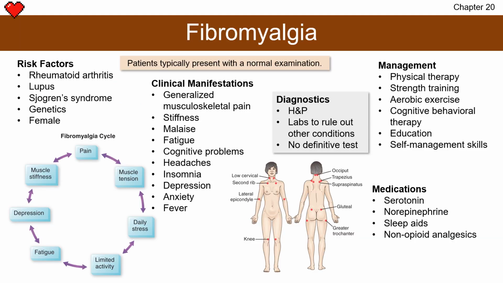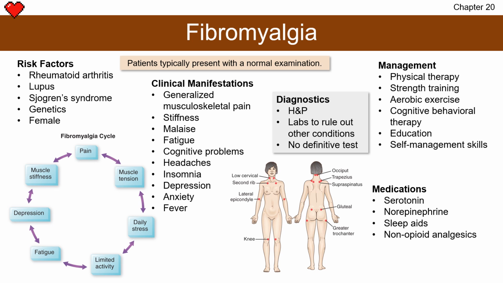So risk factors for fibromyalgia include rheumatoid arthritis. So if you have RA, if you have lupus, if you have Sjogren's syndrome, sometimes this runs in families, and if you're female. Again, this is a syndrome, very non-specific reasons, non-specific manifestations.